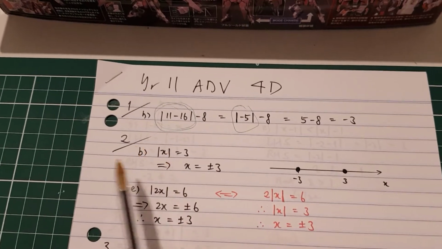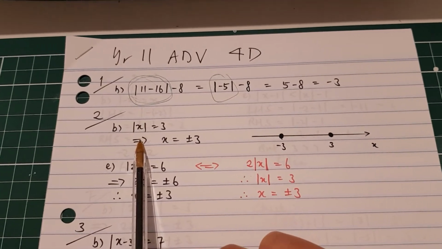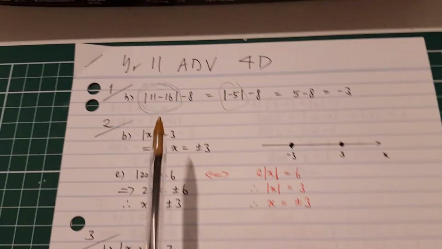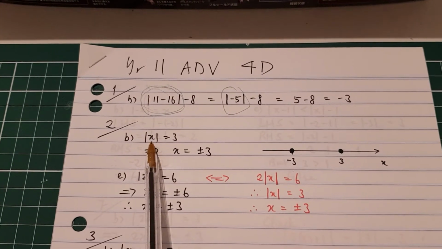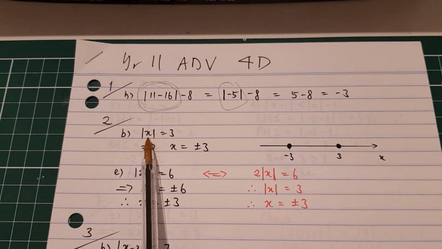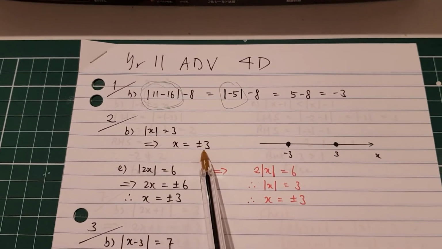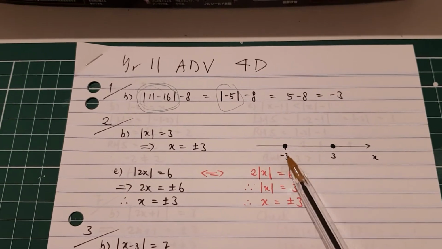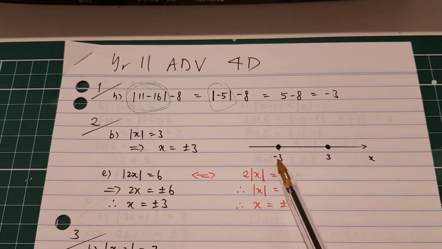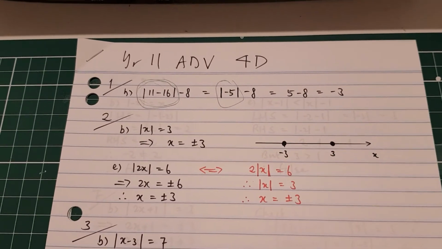Question 2, part B, solve this absolute value equation. The absolute value of x is 3. So inside, you've got two possibilities. It could be plus and minus 3, because the absolute value of negative 3 is still 3. So you've got two possibilities. Hence on the number line, it'll be 3 and negative 3. So there are two dots there.